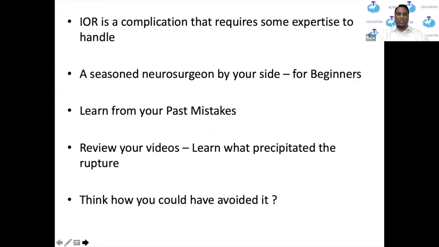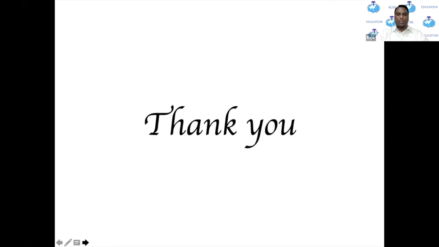So overall, in conclusion, I would like to say that intraoperative rupture is a complication that requires some expertise to handle. A seasoned neurosurgeon by your side is very good for beginners. Learn from your past mistakes, review your videos, learn what precipitated the rupture. Think how you could have avoided it. As you watch videos of other surgeons also, you can learn a lot from watching others. So thank you very much. It was a great experience to share my series with my best friends here in the Alumni. Thank you so much for your patient listening.